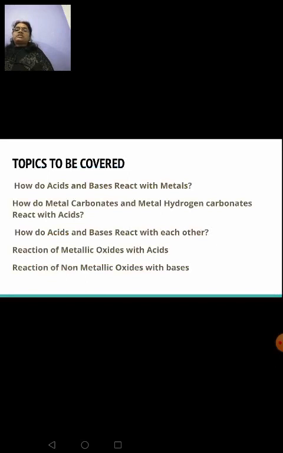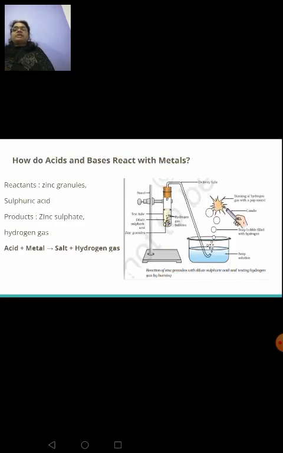So in today's session we will be covering these topics: how do acids and bases react with metals, how do metal carbonates and metal hydrogen carbonates react with acids, how do acids and bases react with each other, reaction of metallic oxides with acids and reaction of non-metallic oxides with bases. Most of the reactions that I have shown here we will be performing in our school lab also. Let me start with the reaction of acids and bases with metals.